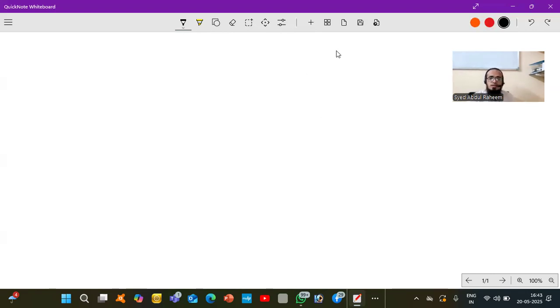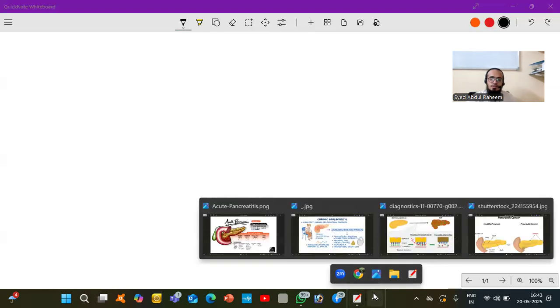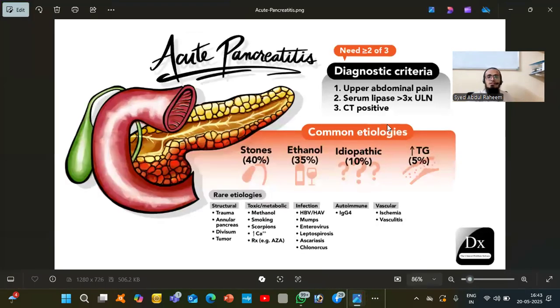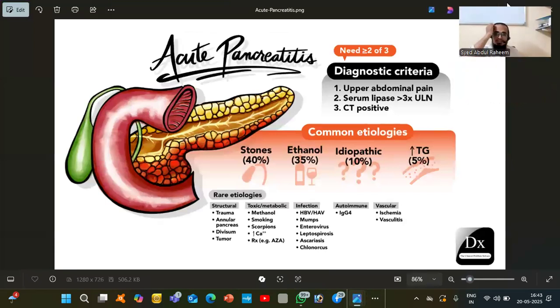So let's come to the pathological part. We discussed important things here. First, the common disease that occurs in the pancreas is acute pancreatitis.